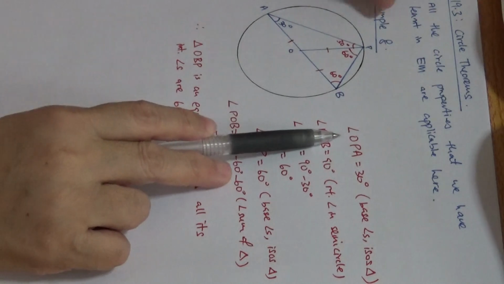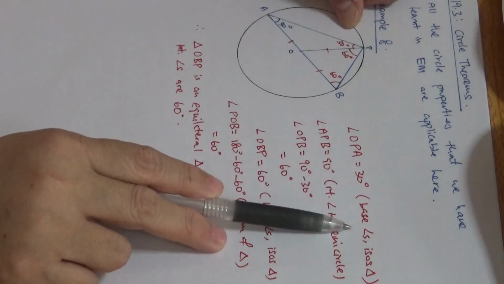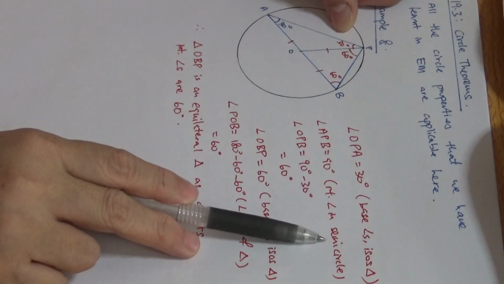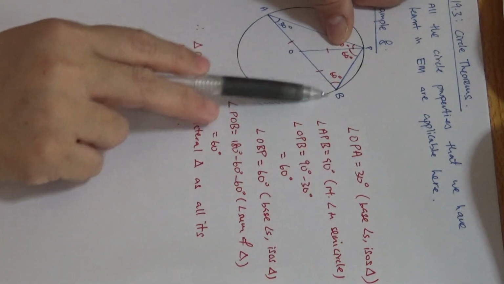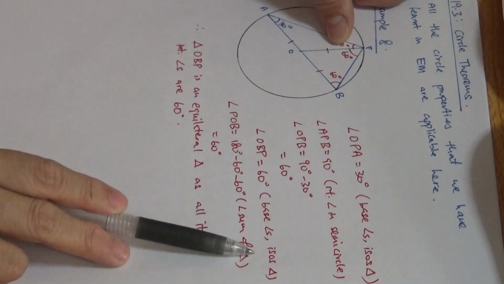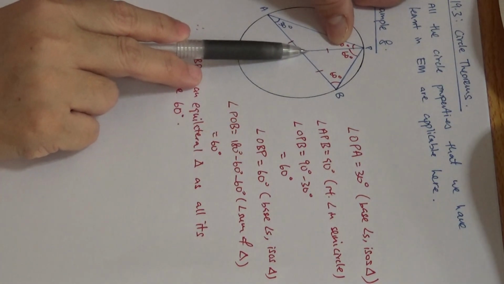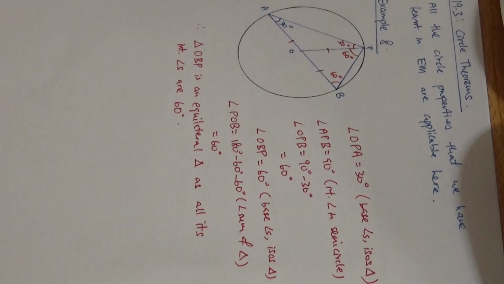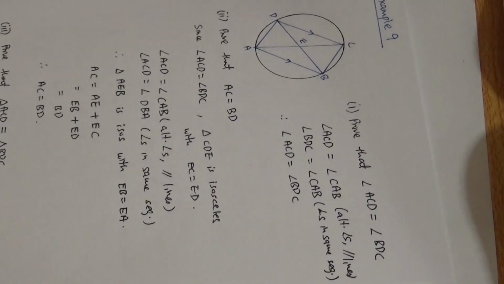Okay, we say that OPA is 30, base angles isosceles. This is 90 because it's right angle in semicircle. Therefore, when we deduct, we get this as 60. Now, angle OBP is also 60 because it's base angles isosceles triangle. Then we use angle sum of triangle to find that this is also 60. And therefore, we conclude that it is an equilateral triangle. Okay, so this is your example 8. Now, your example 9.